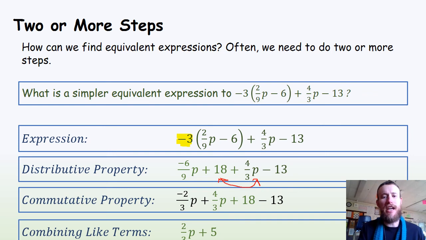And now -2/3 plus 4/3 is 2/3 of p, and 18 minus 13 is 5. So we have kind of 2 sets here of like terms. These 2 terms are like terms, and they're going to give us this. And then we have these 2 terms are like terms, and they're going to give us this. We can't combine any further because this is a variable term that's unknown, 2/3 of p, and we can't combine that with a constant term, which is 5. Those would not be combined.